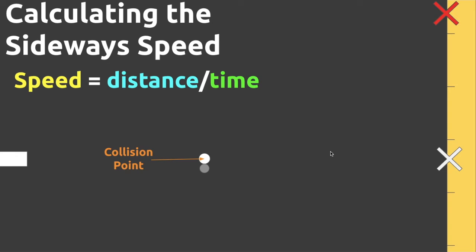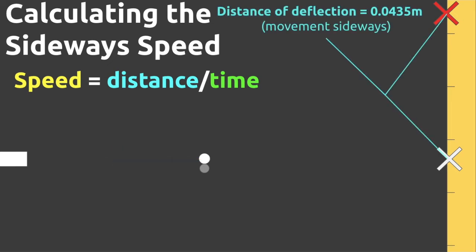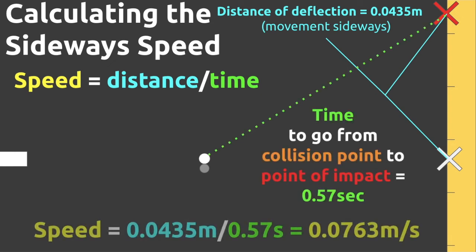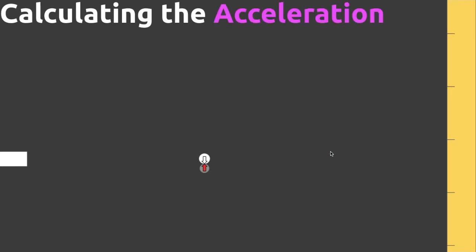To calculate the sideways speed, we just need to know that distance, and we need to divide it by the time it took to travel that distance. The time between the collision point and the point of impact is 0.57 seconds. And so we're going to get 0.0763 meters per second for the speed. And we're going to use that to calculate acceleration.